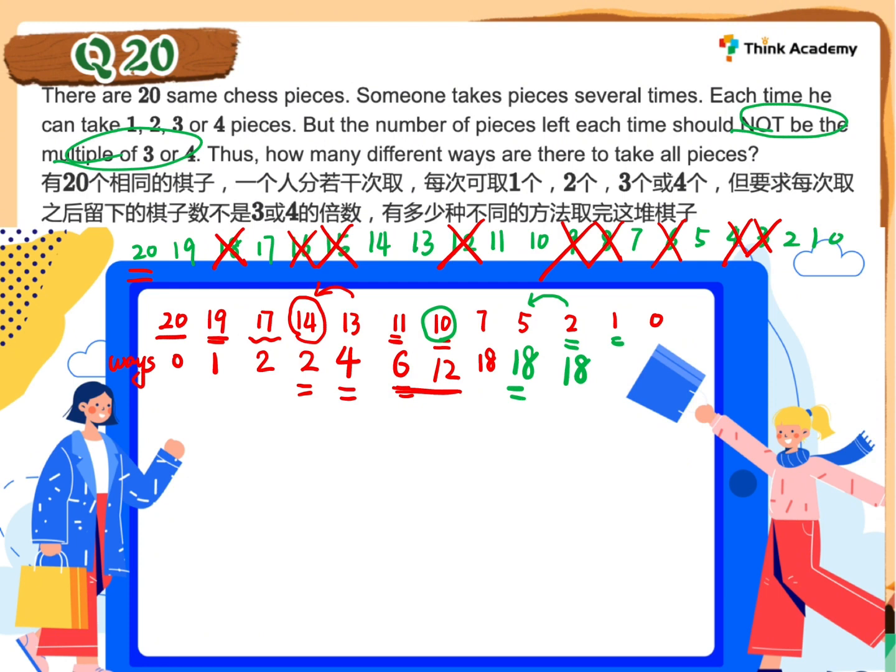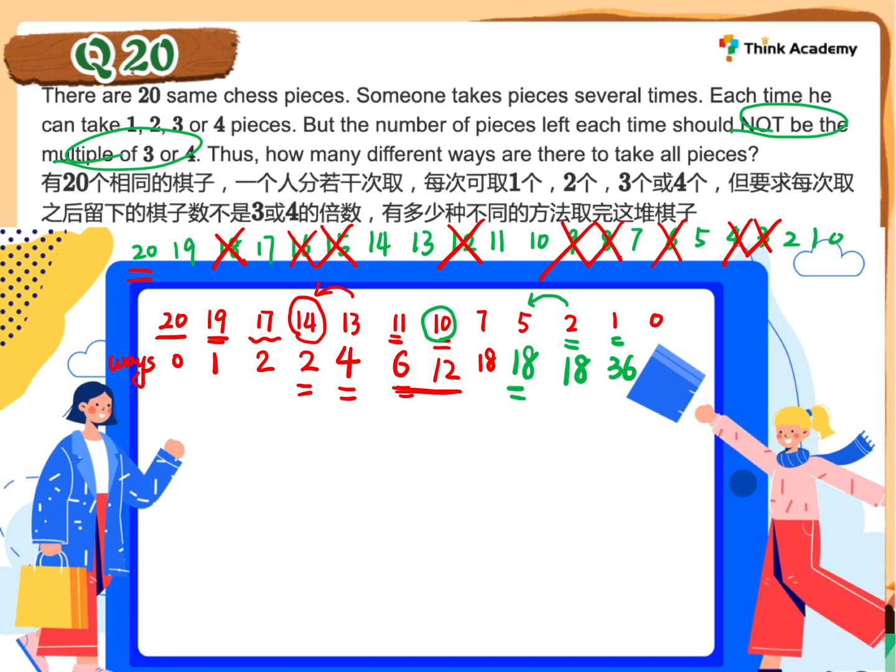And then 1. Actually, 1, you can start from 5. Also can start from 2. When you have 5 pieces left, you take 4 pieces away. You have 1 piece left. And then you also can take 1 piece away from 2 pieces. You also can have 1 piece left, right? So this way, 18 ways. This way, 18 ways. So in total, you have 36 ways.